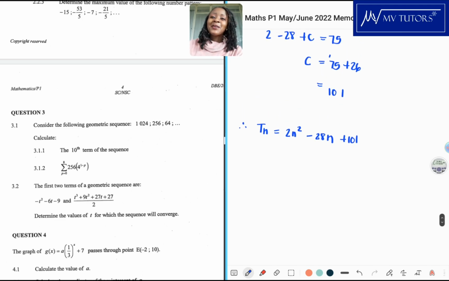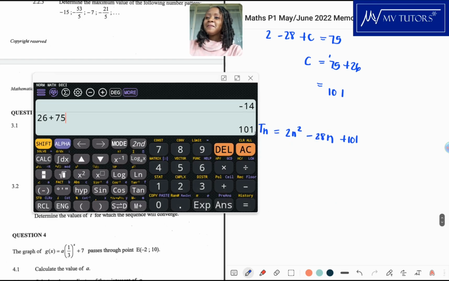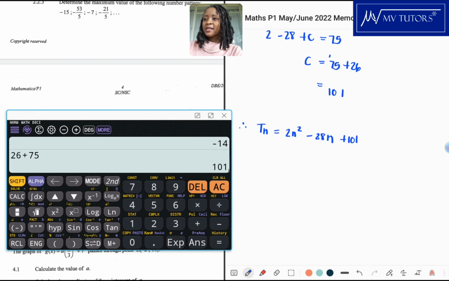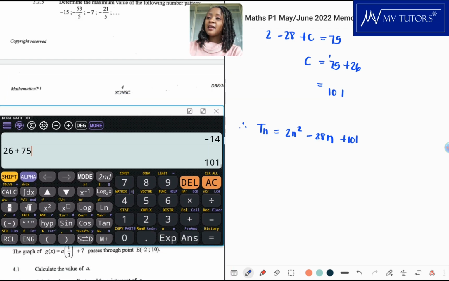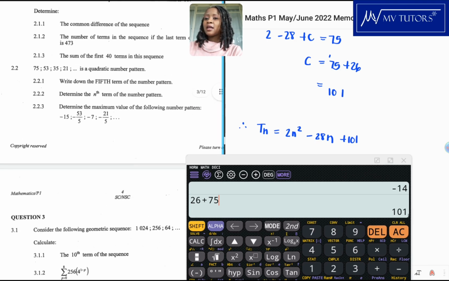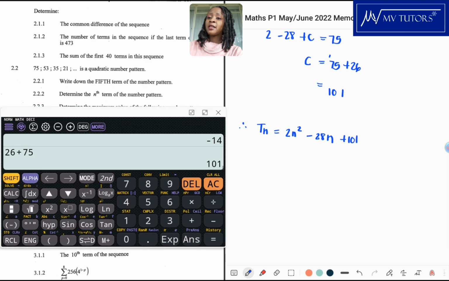So once you have your equation, check that it will give you your sequence. Okay, so in this case, our sequence is our number pattern 75, 53, 35. So let's just say we're looking for the third term. So I will then plug 3 in the place of n, squared, minus 28 times 3 plus 101. And we get 35. And yes, 35 is our third term.